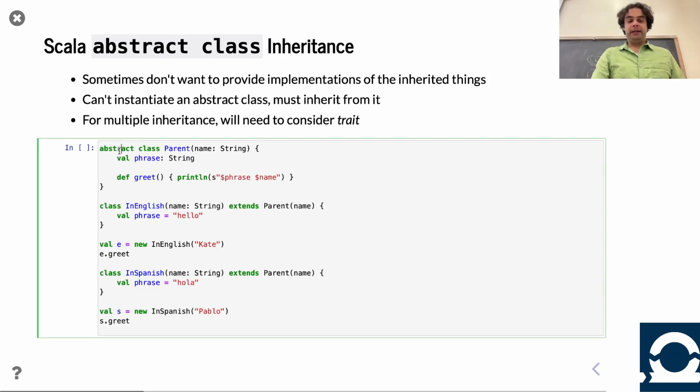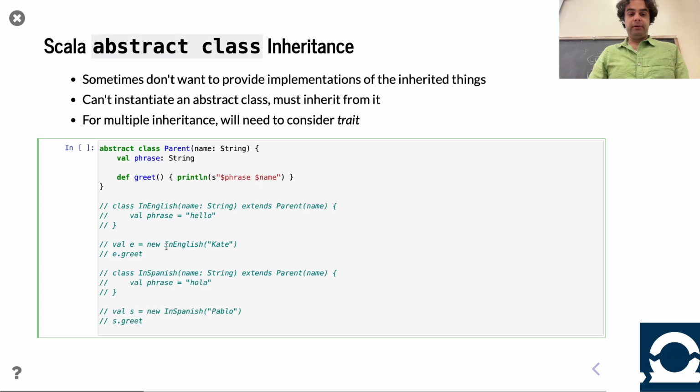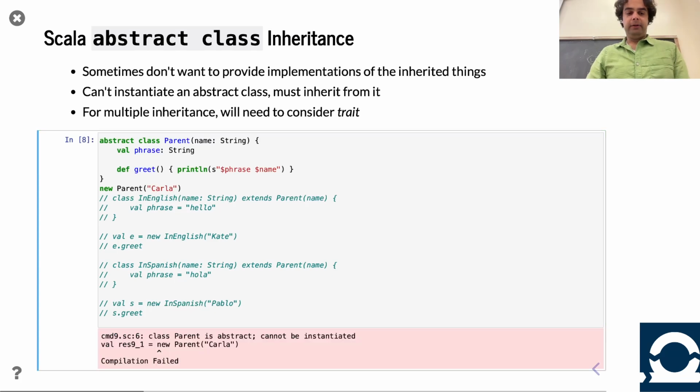And what's different about that is, because it's an abstract class, this cannot be instantiated, right? If I want to say, hey, give me a new parent, named something else, I can't instantiate an abstract class, right? So you can't do that. So abstract classes are made to be inherited.